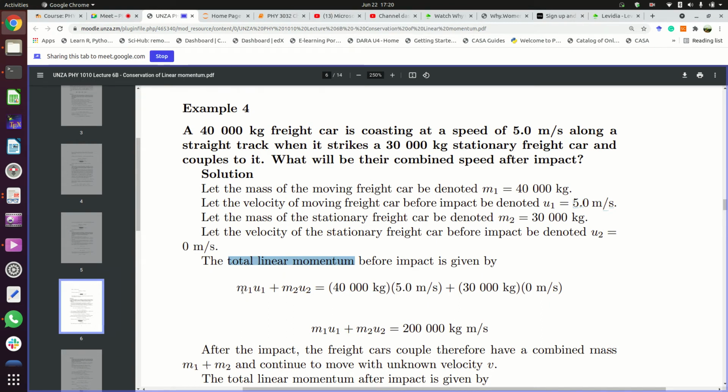these two freight cars. That's going to be the linear momentum of the first freight car before it collides. That's M1, the mass of the first car, multiplied by the velocity of the first car before collision, which is U1, plus M2, the mass of the second car, multiplied by its velocity, U2, before they collide. So that's 40,000 kg times 5 meters per second plus 30,000 kg times 0 meters per second.